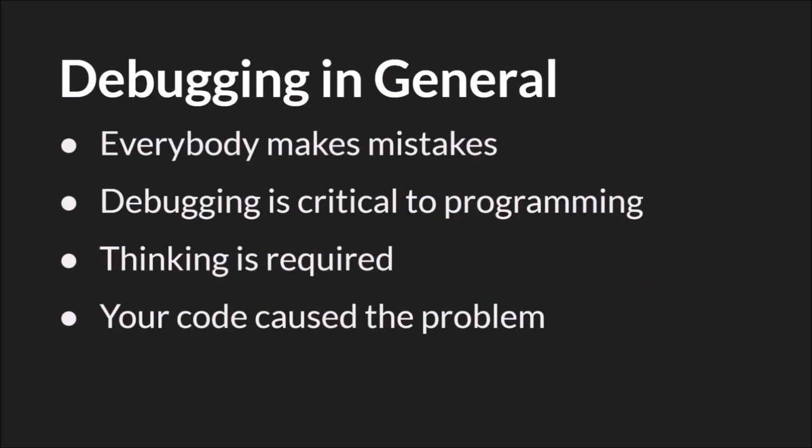Everybody makes mistakes, and in programming, we call those mistakes bugs. It doesn't matter how skilled you are, you'll make mistakes. Since you're going to make mistakes, you're going to have to learn how to fix those mistakes, and that's why debugging is so critical to programming. It's one of the most important skills you can have. You've got to be able to look through your code and figure out what is going wrong.